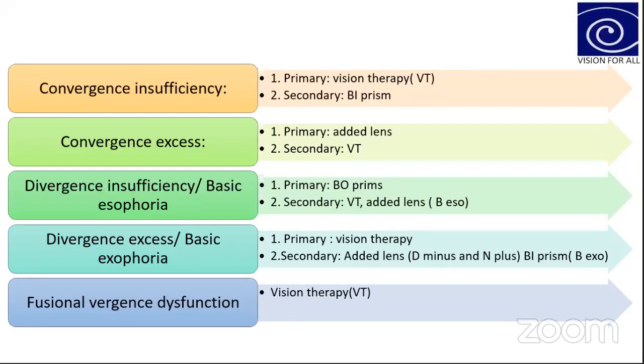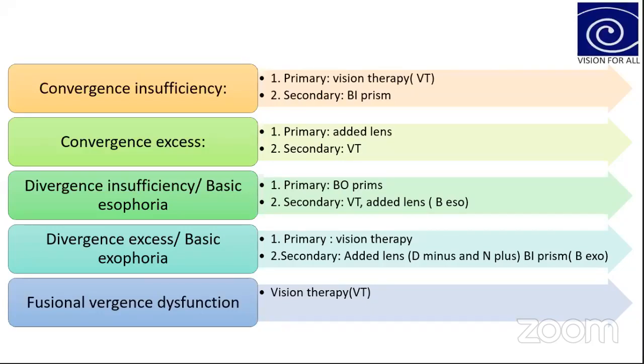So moving on, divergence excess can be treated similarly to basic exophoria. If the patient is suffering from divergence excess and basic exophoria, the primary treatment is vision therapy, and the secondary treatment is added lenses. We give added minus lenses for the distance, and these are the relieving prism for divergence excess or basic exophoria.